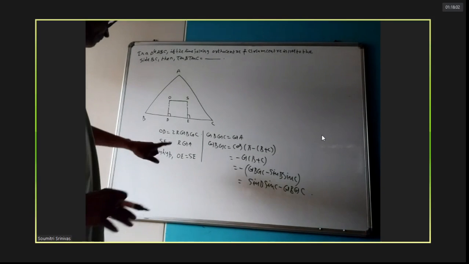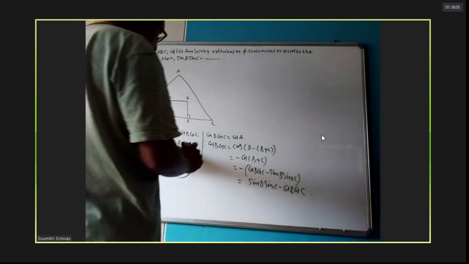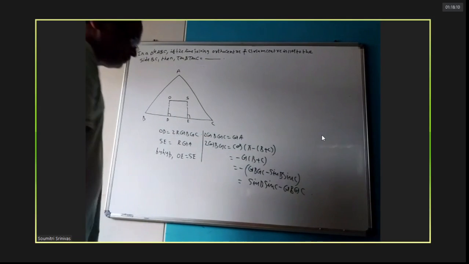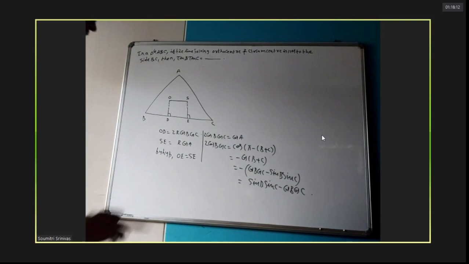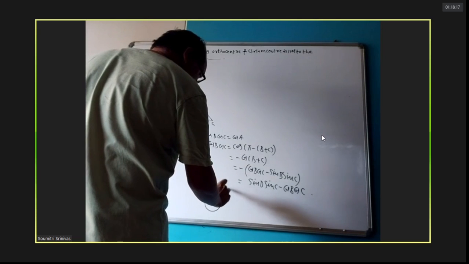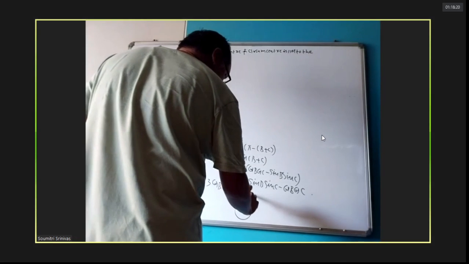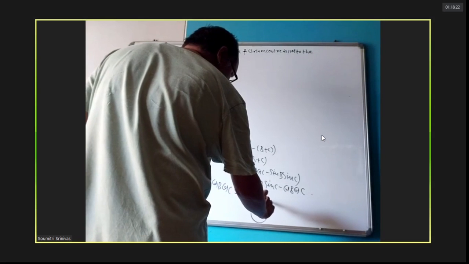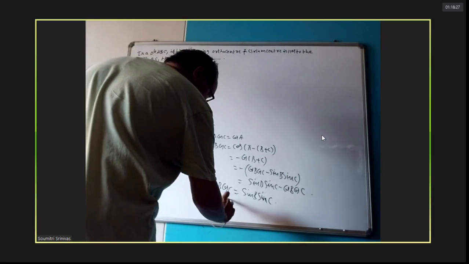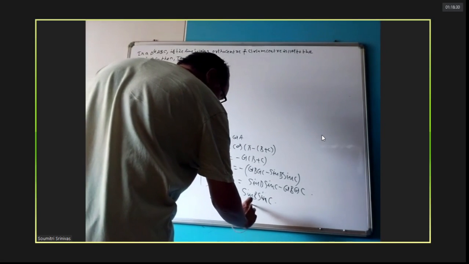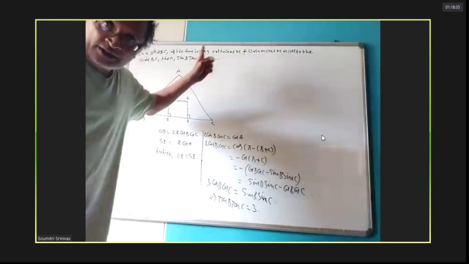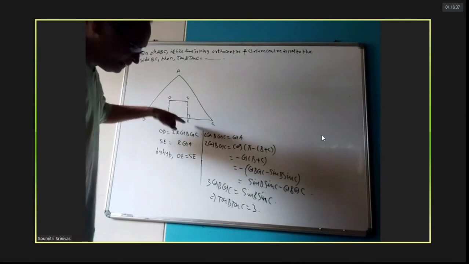The mistake which I made was that the 2 does not remain here. So when you equate, you will have 2 here, so it will be 3 cos B cos C is equal to sin B sin C. Bring it here: tan B tan C is equal to 3. Don't look at that AC, it is to the side BC, look at that.